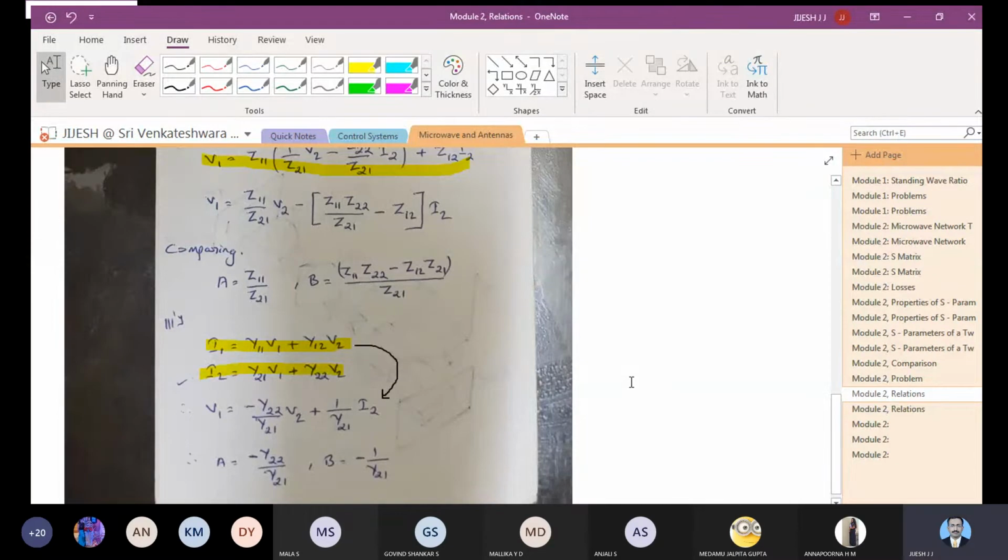Just complete it. You will get A and B in terms of Y parameters, and we'll see what the relationship of C and D is in terms of Y parameters. If you have completed, let me move further.